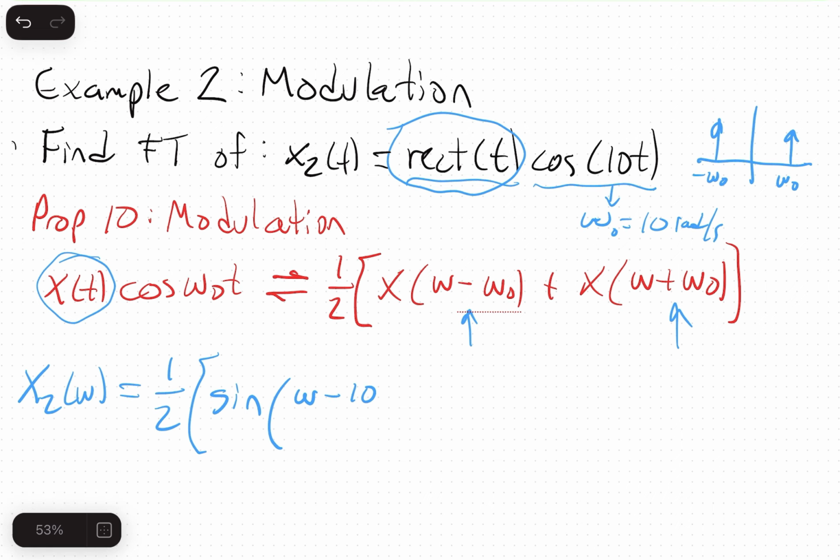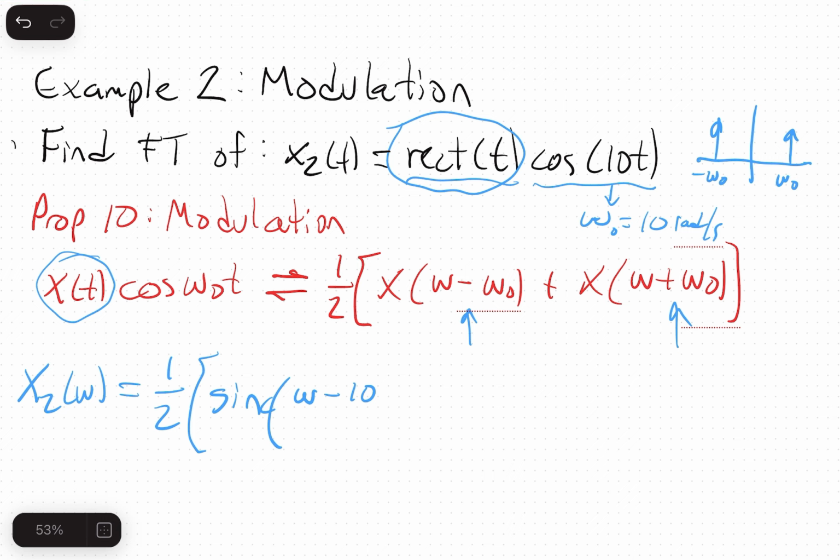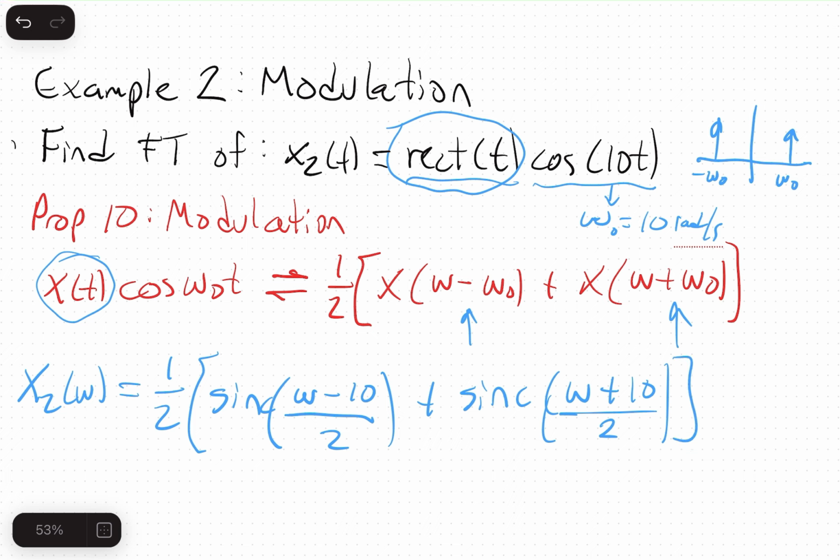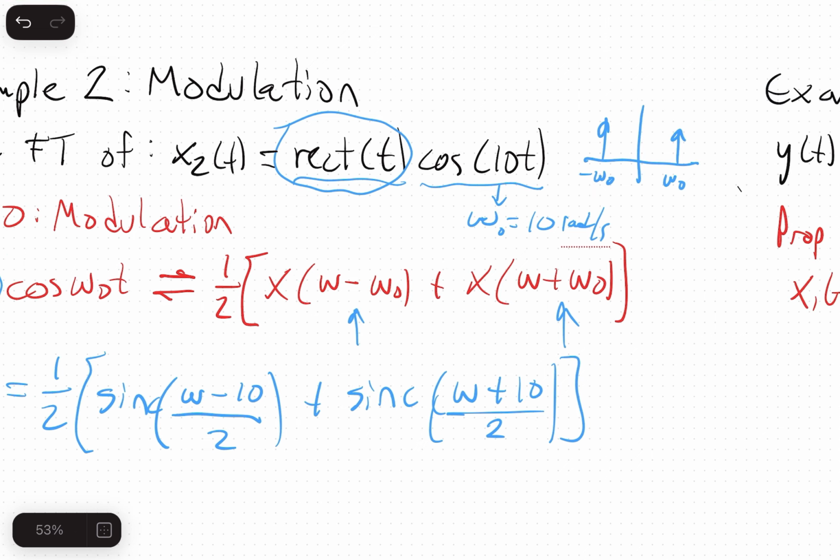So sinc of omega minus 10 divided by 2. This 2 comes from the property of the rectangular pulse. This will be 1 spike, and then the second spike will be sinc of omega plus 10 divided by 2. And this will be pretty much the Fourier transform for this modulation problem. Okay? All right, let's move to the third one.